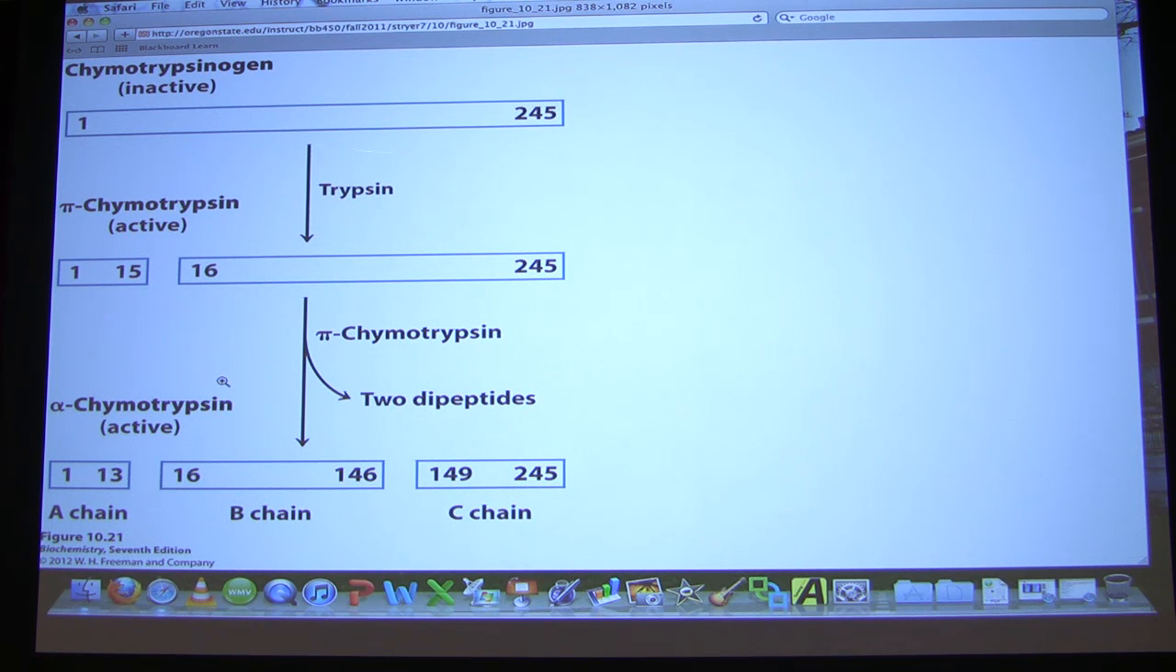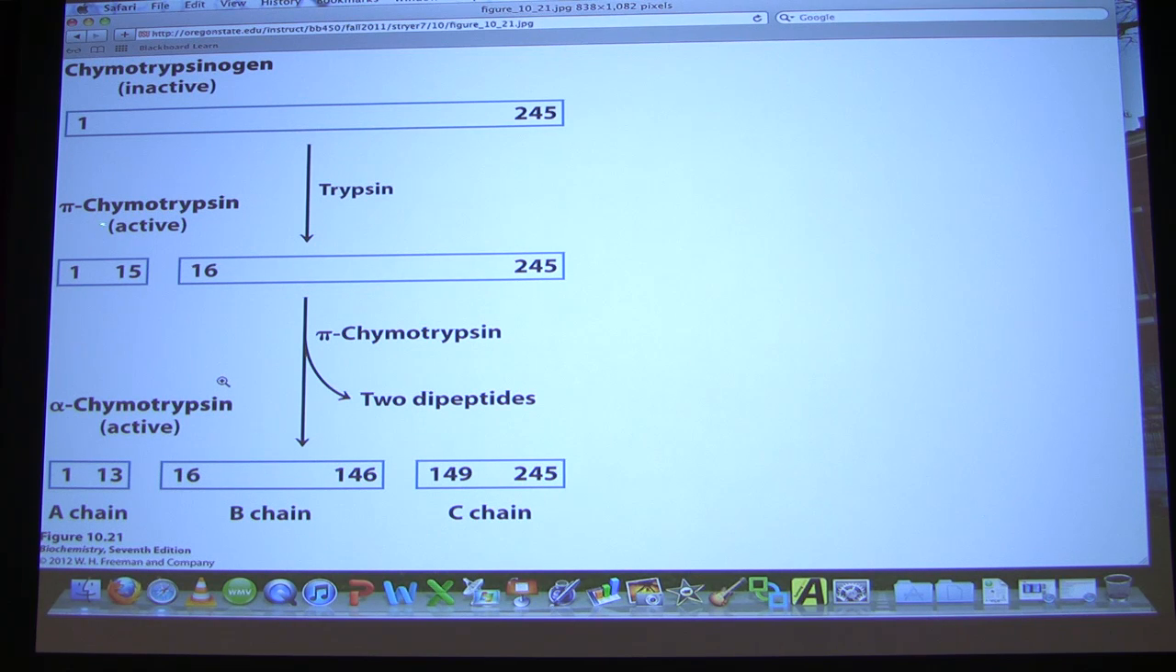Here's how it's made. It's made as a 245 amino acid piece, and it's inactive. It doesn't do anything. It goes off into the digestive system where it encounters proteases that start to chew it up. And that starting to chew it up actually activates it. Okay? The first thing that happens is an enzyme known as trypsin makes a single cut between amino acids 15 and 16. And no, you don't need to memorize these numbers or anything like that.